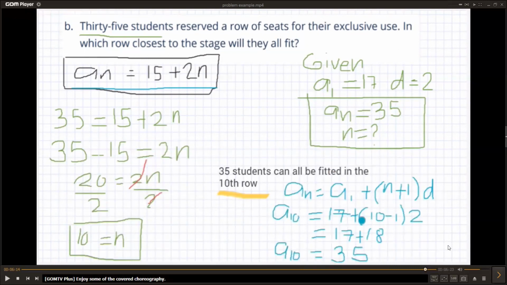To check if that is correct, using the general term of the arithmetic sequence, is it really in the 10th row that there are 35 seats? Let's test. Our 10th term is equal to, using the formula, the first term 17 plus the quantity of 10 minus 1 times 2, our common difference. Working on the parentheses, 10 minus 1 is 9, times 2 is 18, plus 17 is 35. Therefore, 35 is in the 10th row.